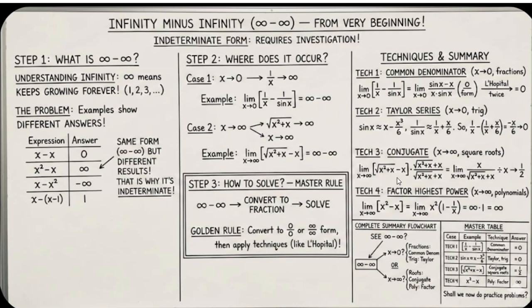Another approach is multiplying by the conjugate terms, multiplying the term by its conjugate, and you can get some result. Or factor out the highest factor, and you can get the answer. Okay, these are the techniques. Number one, common denominator; you may have to use Taylor series, conjugate of square roots, and polynomials. Taking like that, you can solve the infinity minus infinity case with different techniques.